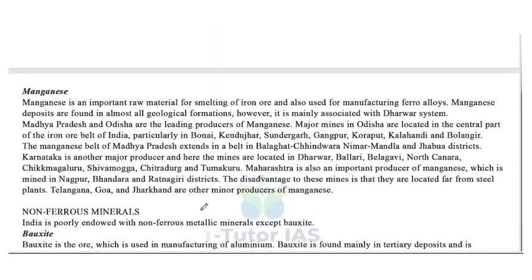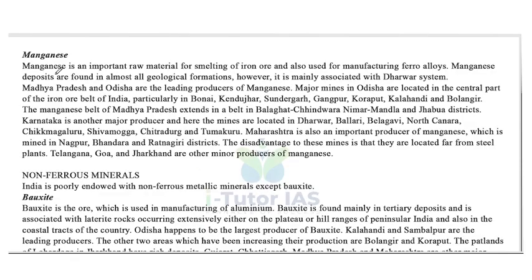Next one is manganese. Manganese is an important raw material for smelting of iron ore and also used for manufacturing ferroalloys. Manganese deposits are found in almost all geological formations. However, it is mainly associated with the Dharwar system.